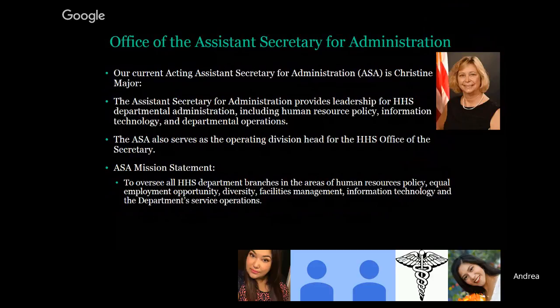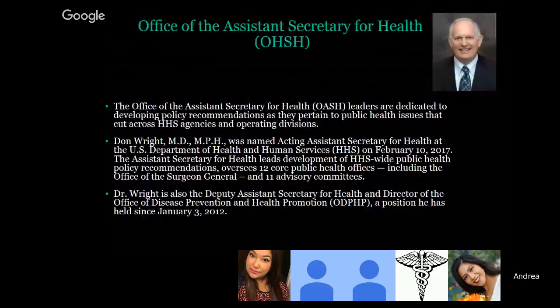The ASA mission statement: to oversee all HHS department branches in the areas of human resources policy, equal employment opportunity, diversity, facilities management, information technology, and the department's service operations. And that's the end of that one.